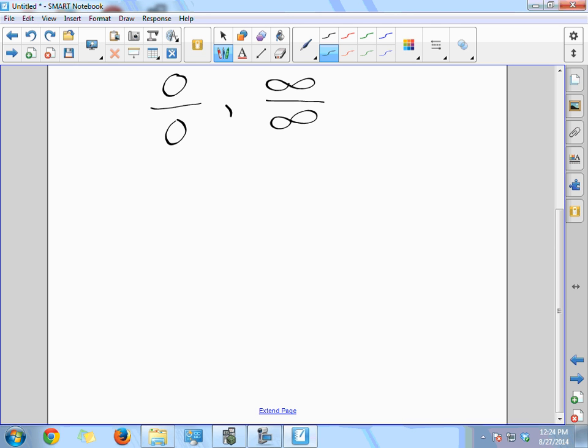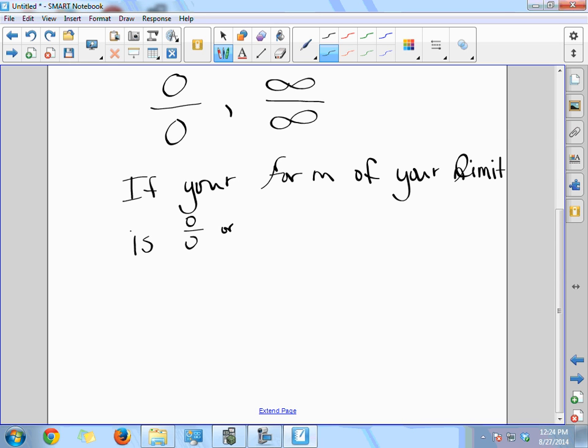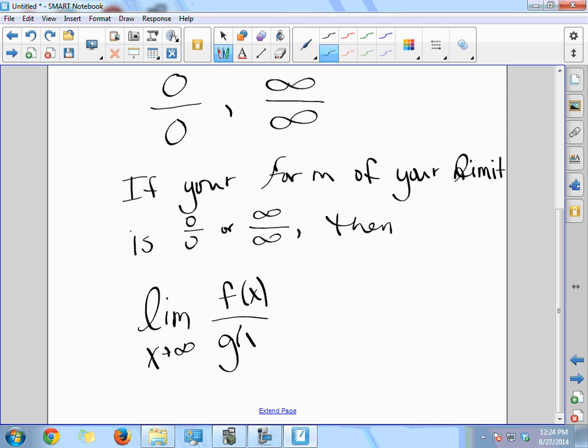Oh, well, I guess I'll give you the rule. So if you have one of these two forms, so if the form of your limit is, and I'll just say for us at this point, 0 over 0 or infinity over infinity, then if you have the limit as x goes to infinity of f of x over g of x, then this is going to be equal to the limit as x goes to infinity of f prime of x over g prime of x.